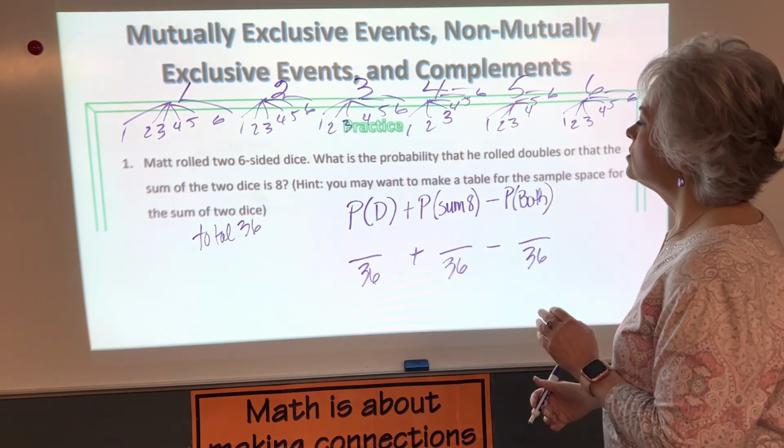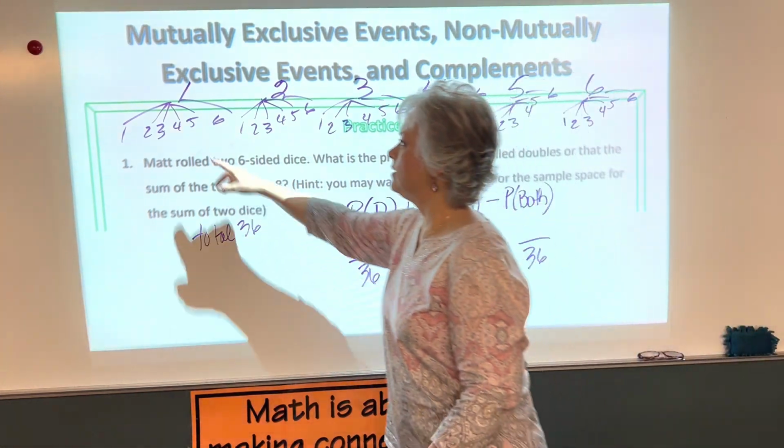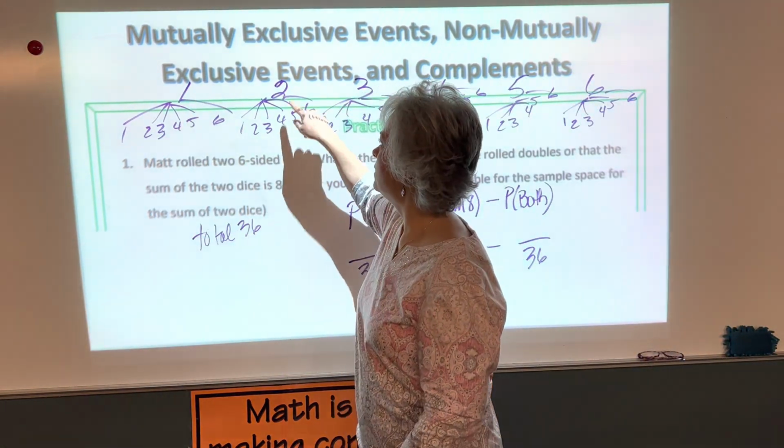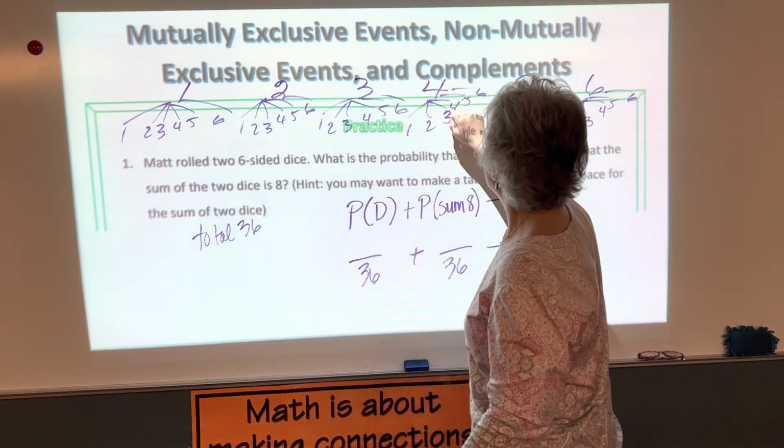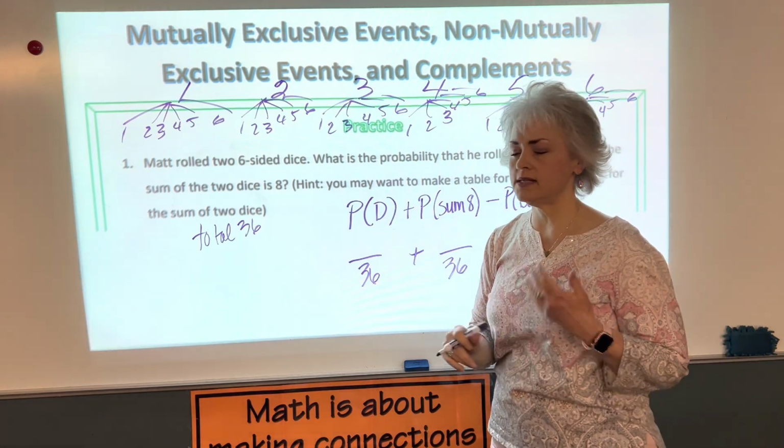Okay, so how many possibilities do you have that you could get doubles? Well, you could have a possibility here, 1 and 1, here 2 and 2, here 3 and 3, here 4 and 4, here 5 and 5, and here 6 and 6. So there are 6 possibilities of getting doubles.